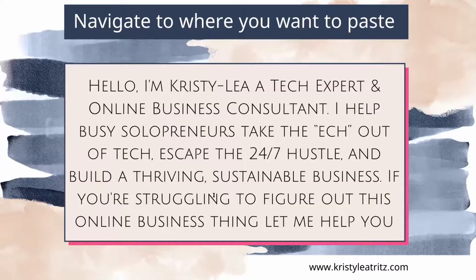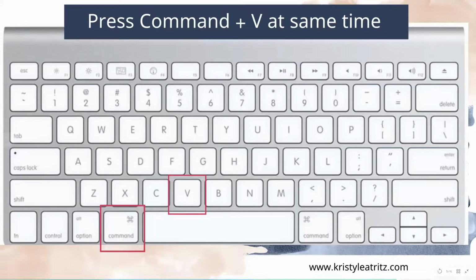So then what you're going to do next is you're going to navigate to where you want to paste, just like we discussed. Here, I'm actually going to paste it into Canva, which you can see I've already done on here. But how do I do that once I get here? The first thing you're going to do is you're going to go ahead and click where you want to paste something. And then what you're going to do is you're going to use the shortkey command, Command V at the same time.